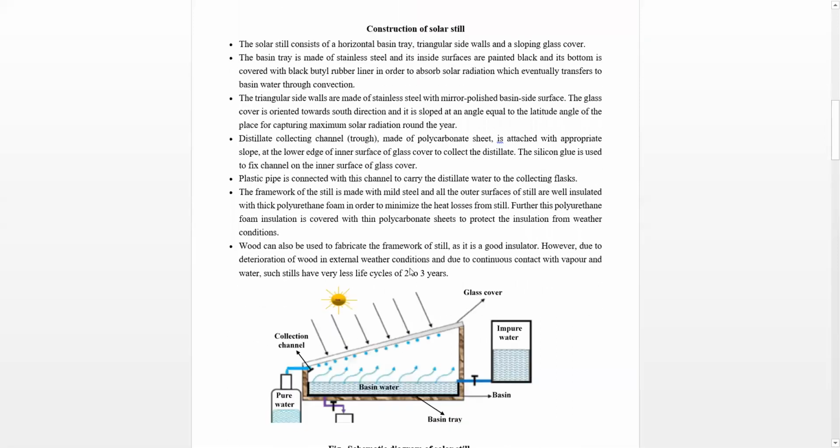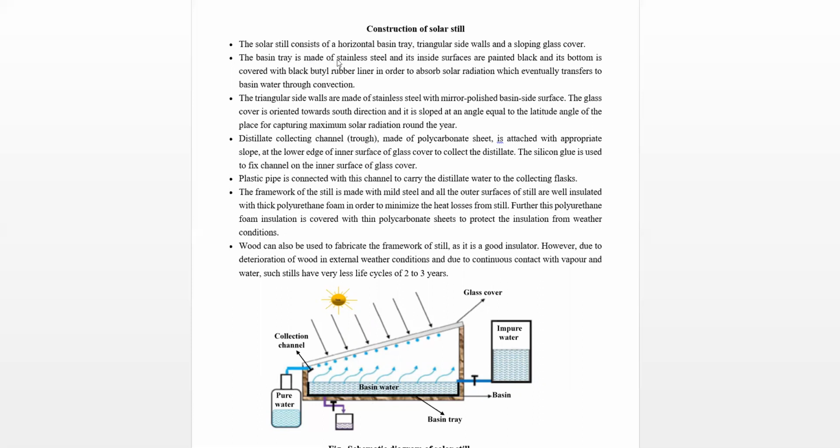Now let's move to the next topic, that is the construction of the solar still, right? So I will explain this construction with the help of these bullet points, right? First bullet point says the solar still consists of a horizontal basin tray. So here you can see that this black line, this is a tray, right? This is the basin, and just at the basin, you can see that there is a basin tray. Consists of a horizontal basin tray, triangular side walls. The side walls are triangular or trapezoidal, you may say, and sloping glass cover, right?